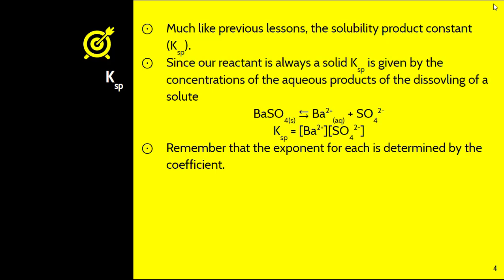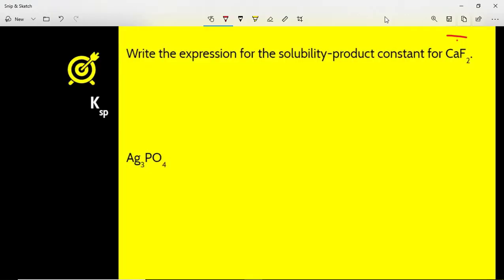So the KSP for the expression of the dissolving of barium sulfate is equal to the concentration of barium ions times the concentration of sulfate ions. Remember that we include exponents on the outside for each, and that is determined by the coefficient of the balanced chemical equation. Okay, so that does play a role as we go through and calculate some of this.